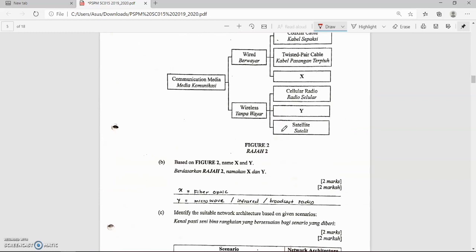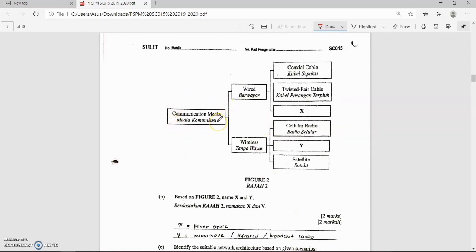Okay, B. So based on figure 2, name X and Y. So this one is communication device. If you say communication device, or you can say transmission media. Okay, so we have wired and wireless. The first one, coaxial cable, twisted pair cable. So do you still remember? The third one, we have fiber optic. Okay, wireless, we have cellular radio.